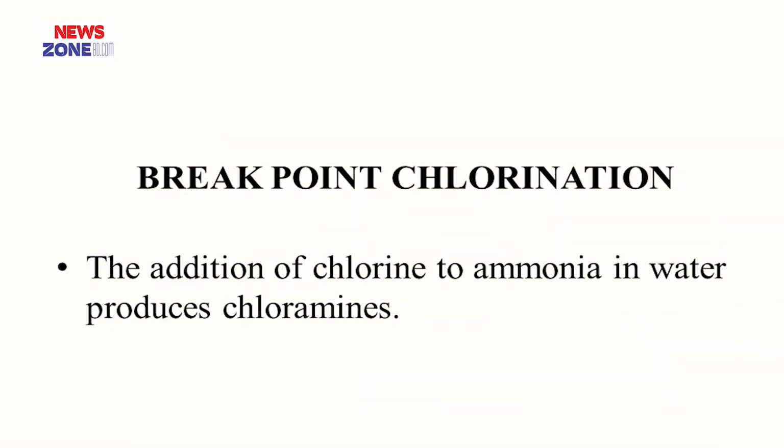Addition of chlorine to ammonia in water produces chloramines. If the chlorine dose in the water is increased, a reduction in the residual chlorine occurs due to the destruction of chloramine by the added chlorine. This fall in residual chlorine will continue with further increase in chlorine dose. This point is known as breakpoint chlorination.